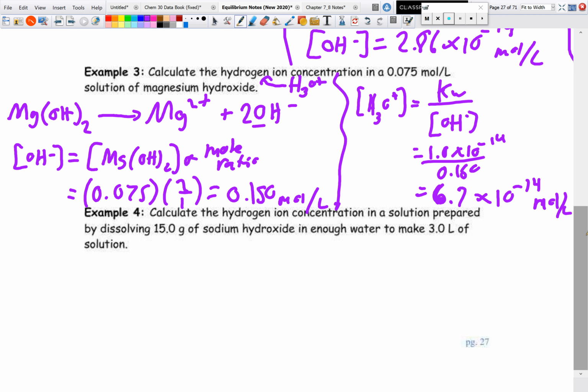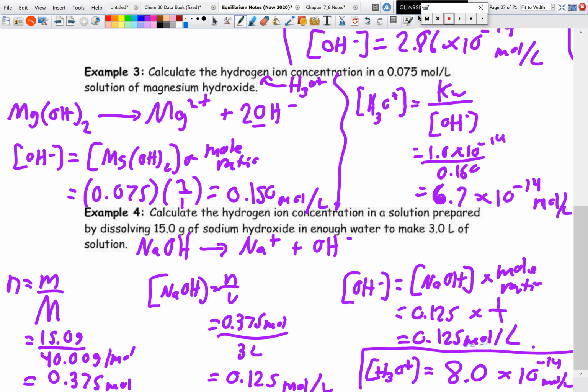So example 4, this one is a little different. So let's calculate the hydronium, or the hydrogen ion concentration, in a solution prepared by dissolving 15 grams of sodium hydroxide in enough water to make 3 liters of this particular solution. So this one here, of course, is still a little different, where we're given a mass, but we've done this before where you can figure out concentration of bases if you're given a mass. So just for challenging purposes, I want you to pause the video and try this one, and the answer is going to go up in about 3 seconds.